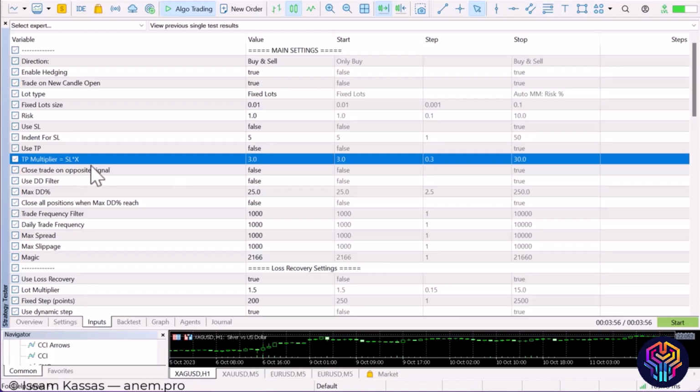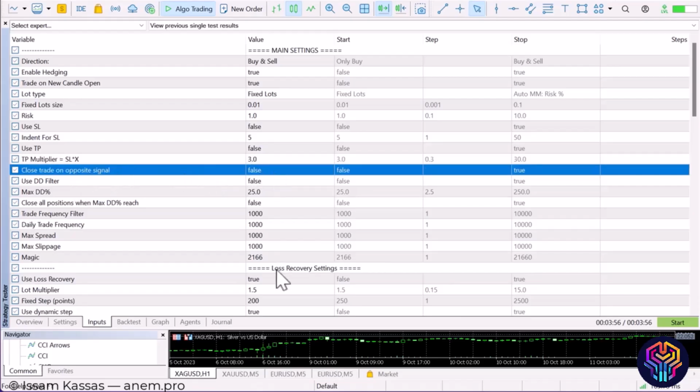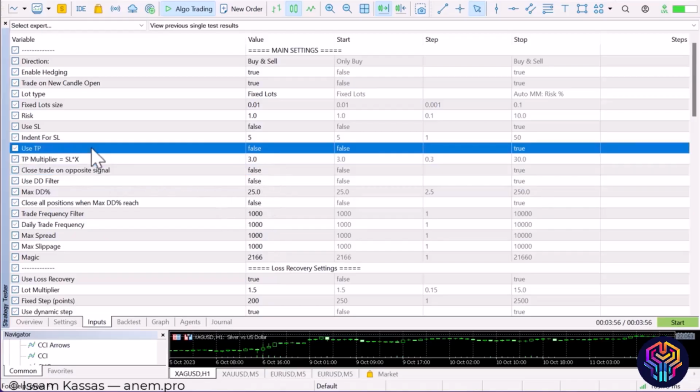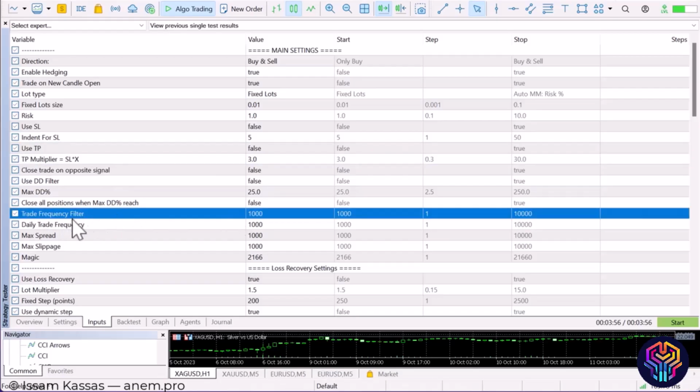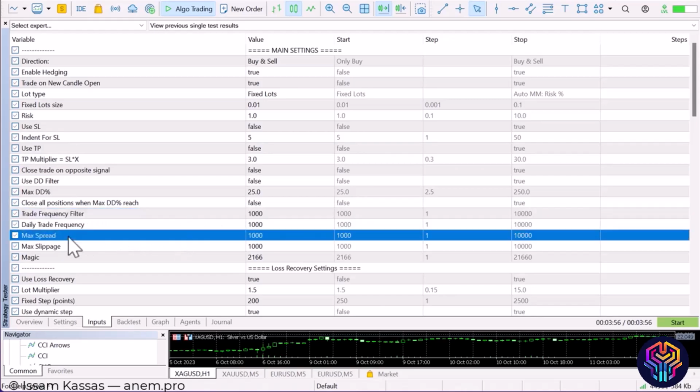The same exact thing, you can close the trades on the opposite signal. For example, if the price touches support or resistance and you want to get out of that trade, you can set that automatically, and it will replace your take profit. You can set up the number of trades that you want to trade per day. You can set also a maximum frequency of trades that you can take at one time, or you can also use the spread limit.